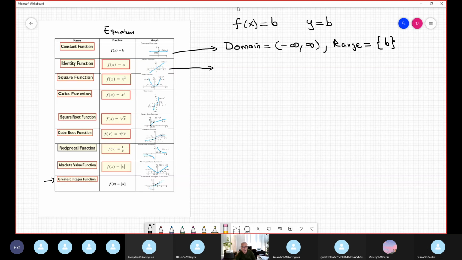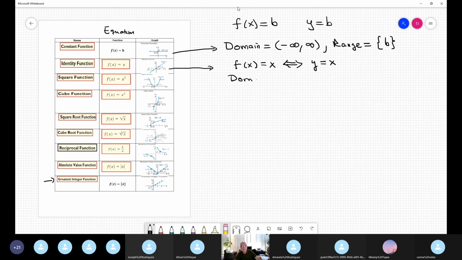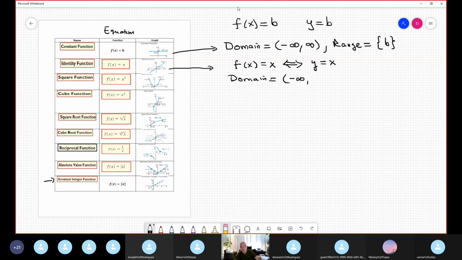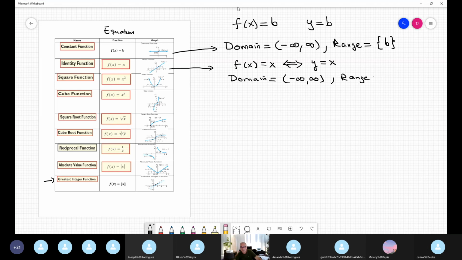Second, linear. The function f of x equals x is equivalent to say y equals x. It's a line. It's a straight line passing through the origin. The domain is again all real numbers. It's a nice function. No restriction, no division, no radical. And the range is also all real numbers.